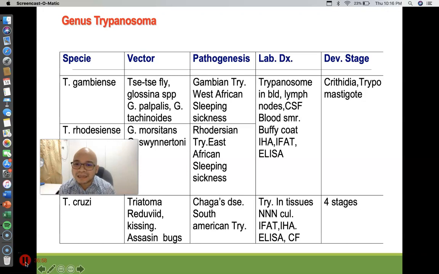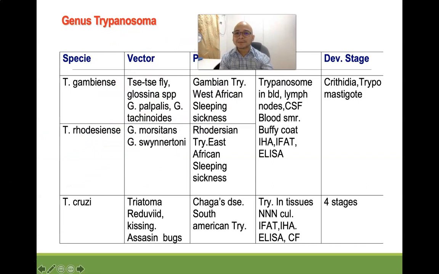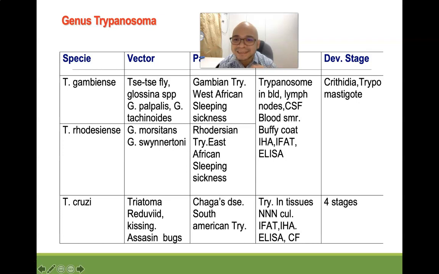So let us now differentiate the 3 major species of Trypanosoma using this table. Let's take a look first at the vector. For Trypanosoma gambiense, the vectors are tsetse fly, Glossina species such as Glossina palpalis and G. tachinoides. And for Trypanosoma rhodesiense, the vectors are Glossina morsitans and G. swynnertoni. Okay, Trypanosoma cruzi, the vectors are the Triatoma bugs and the Reduvid bugs, known as the kissing bug and the assassin bug.